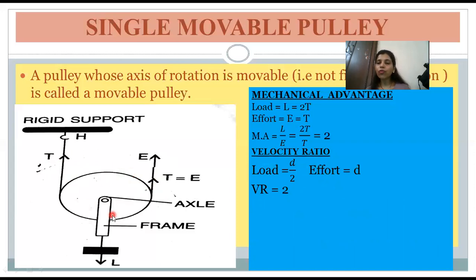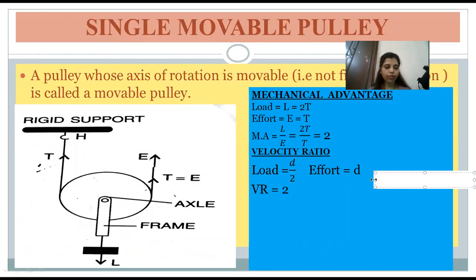The distance moved by the load will be d upon 2. The reason is it is balanced by two strings. So if you take 1 meter, it will be 1 upon 2. The reason is it is moved by the two tensions. So when we are writing about the load, we write d upon 2 and the effort is d. So as the ratio is dE upon dL, I'll just write it down.